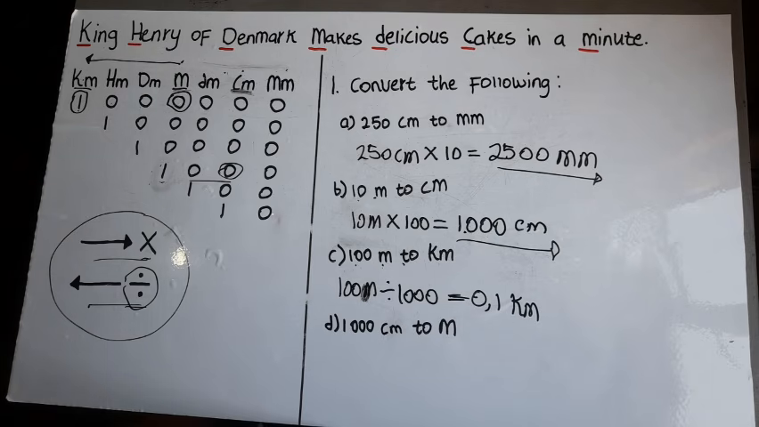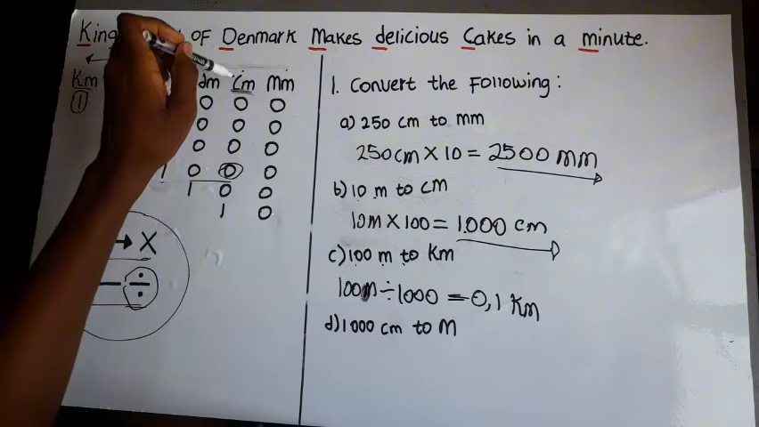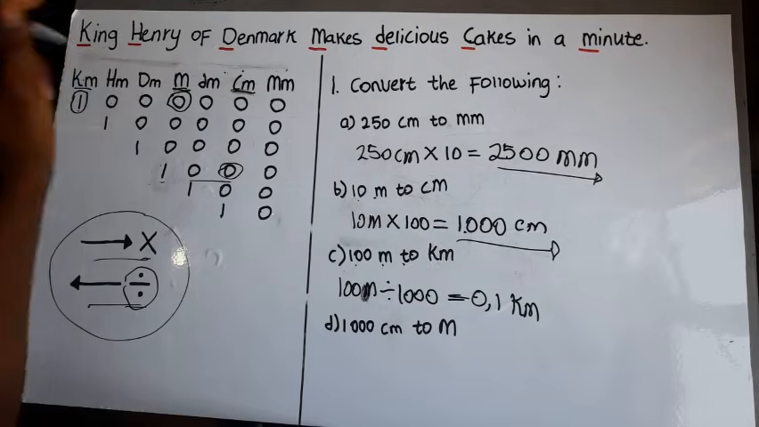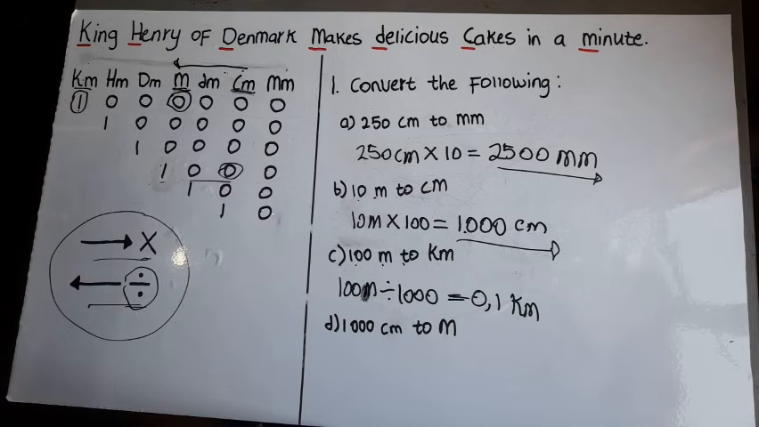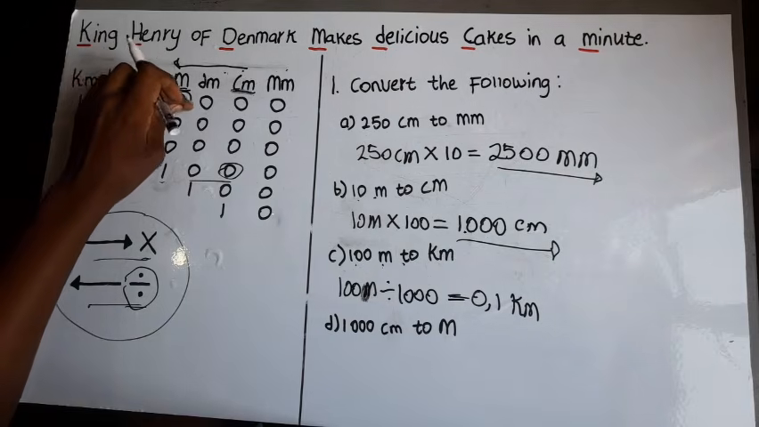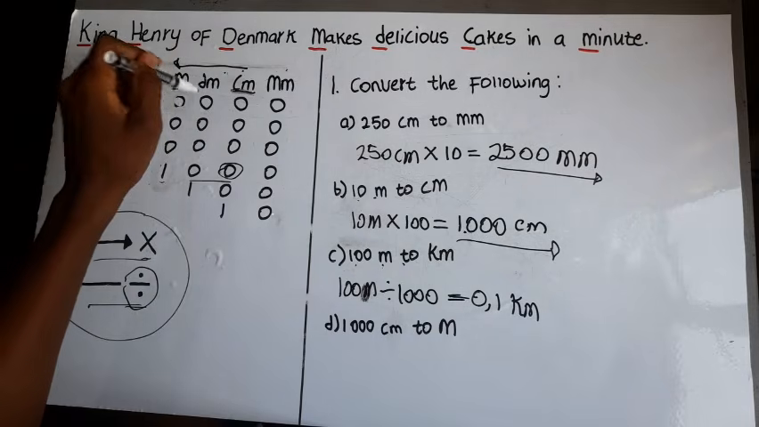Let us go to the last one, where we have to convert from centimeters to meters. So it's centimeters to meters. Okay, let me erase this. So we're going from centimeters to meters. We're going in a backwards direction. Okay, so now let's determine the units that we have to divide with. Since we're going in a backwards direction, we're also going to divide on this one.